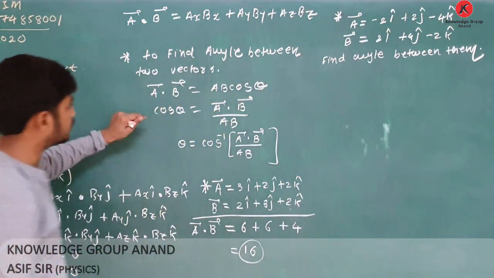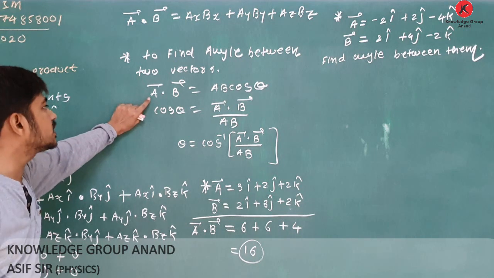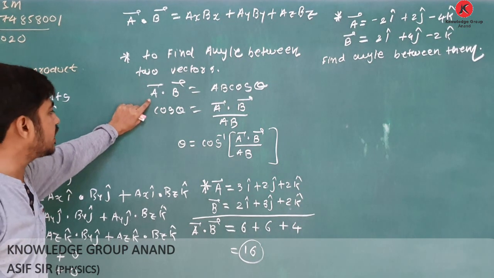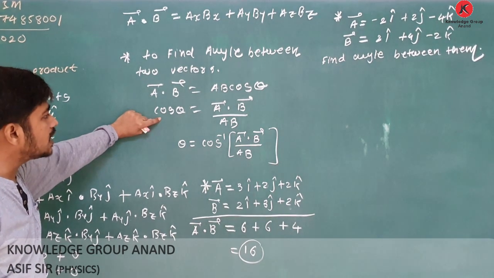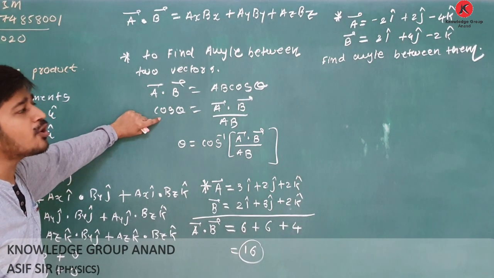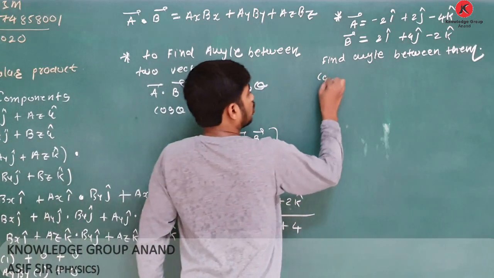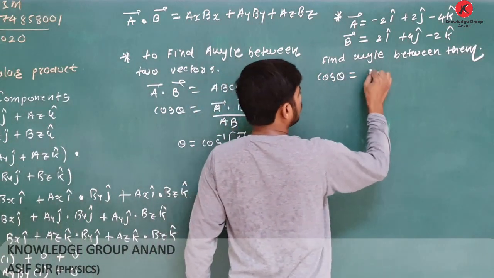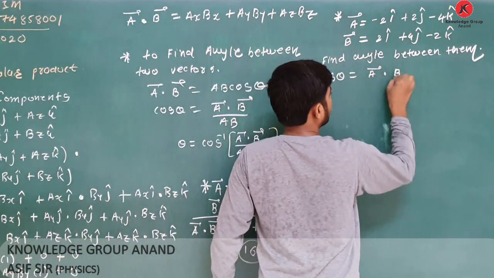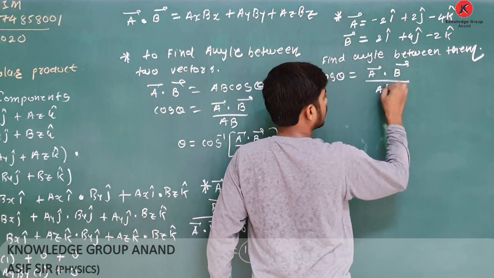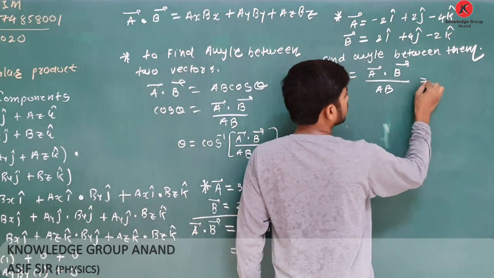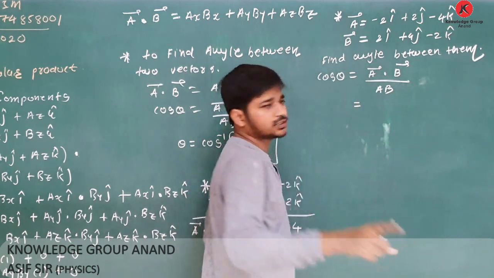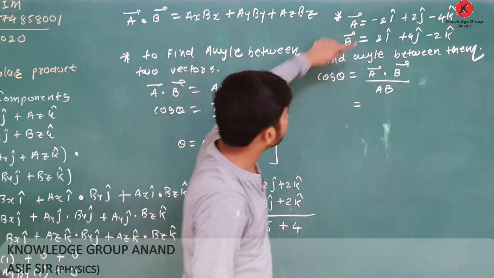Yes, we have this equation. If you are given two vectors A and B, how do we find the angle between them? Cos theta is equal to A dot B upon AB. Here A dot B means the dot product of two vectors. You know how to find the dot product of two vectors. We will find it directly.